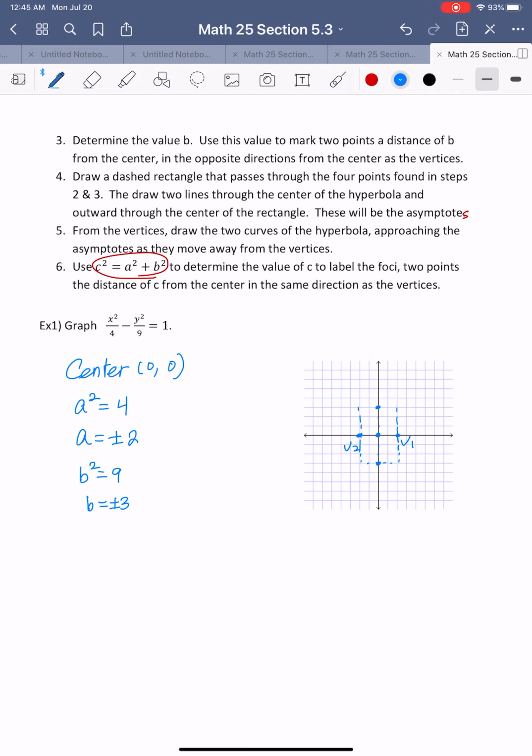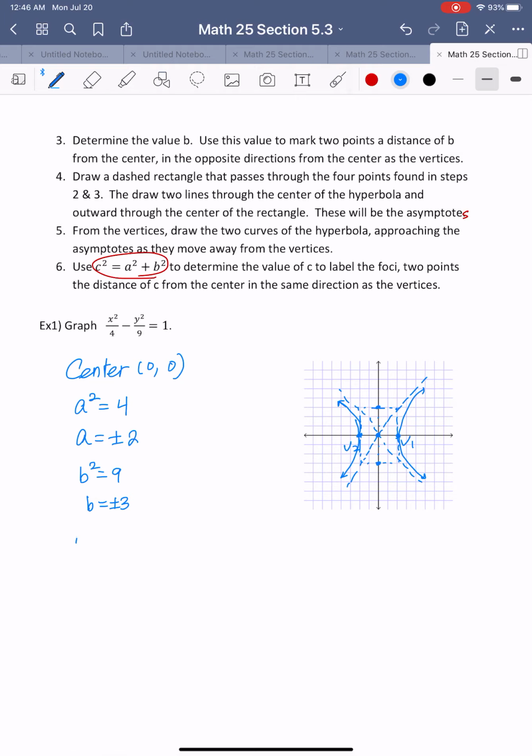Alright, and then draw the rectangle. And then we just get the diagonals. The diagonals go through the corners, and then your hyperbola is coming from here. And then where are the foci?